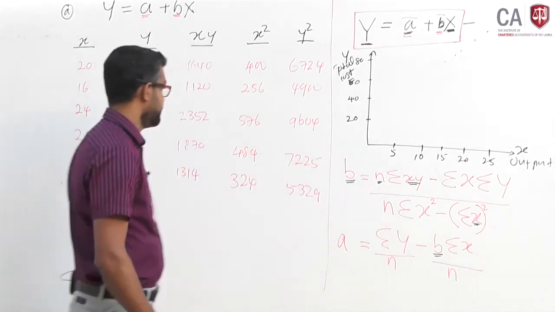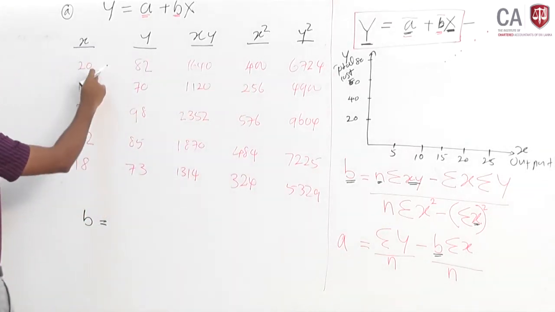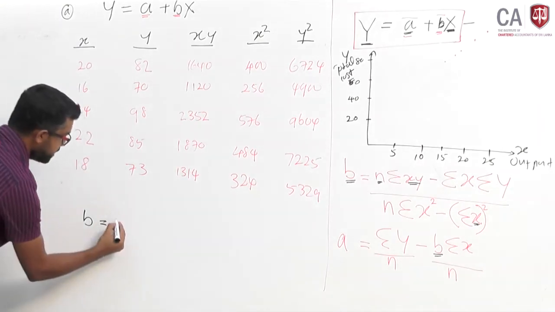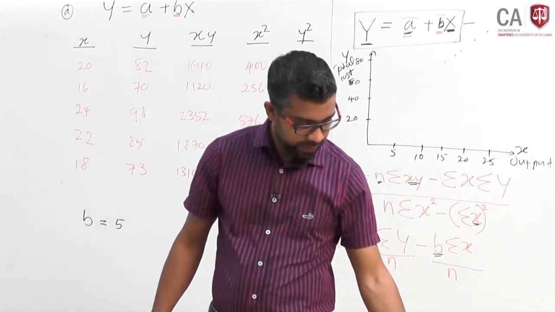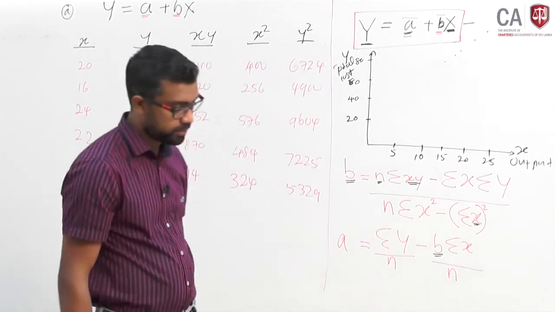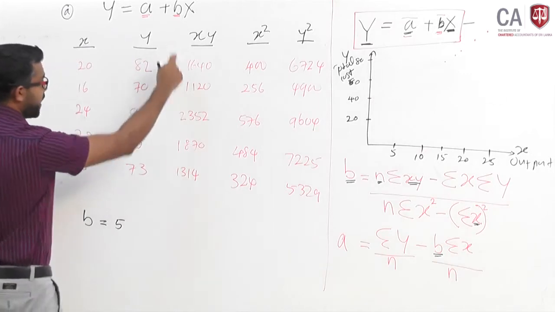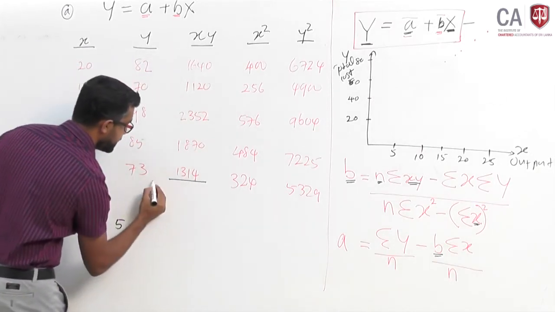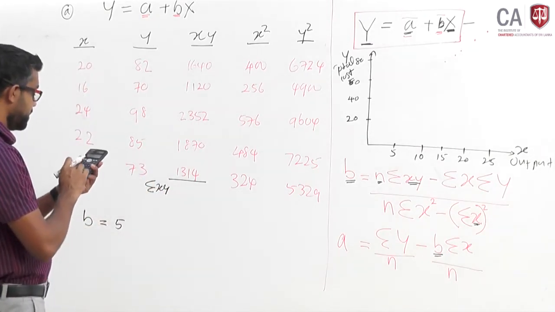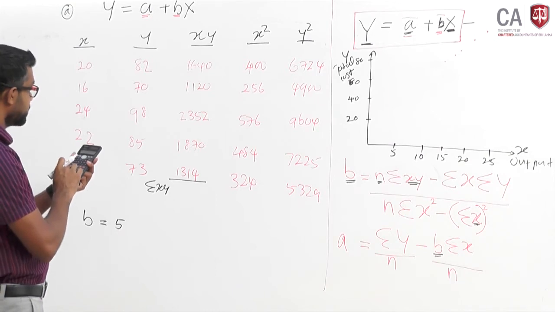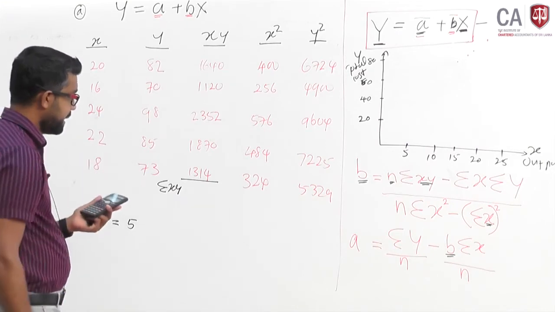We require n. I am not writing this equation again, you can see this, right? N means the number of variables. There are 5 variables. Then the sum of xy we require. Sum of xy means this: 1640, 1120, 2352 plus 1870 plus 1314.